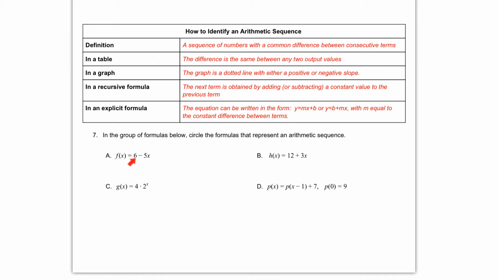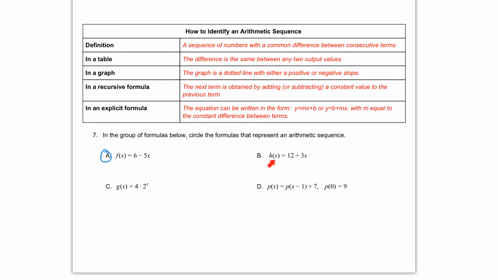Letter A says we have 6 minus 5x. Anytime we are subtracting a number multiple times, that variable indicates that this is what we're doing multiple times. And since we're subtracting 5 each time, that tells us that this is an arithmetic sequence. So we can go ahead and circle letter A.